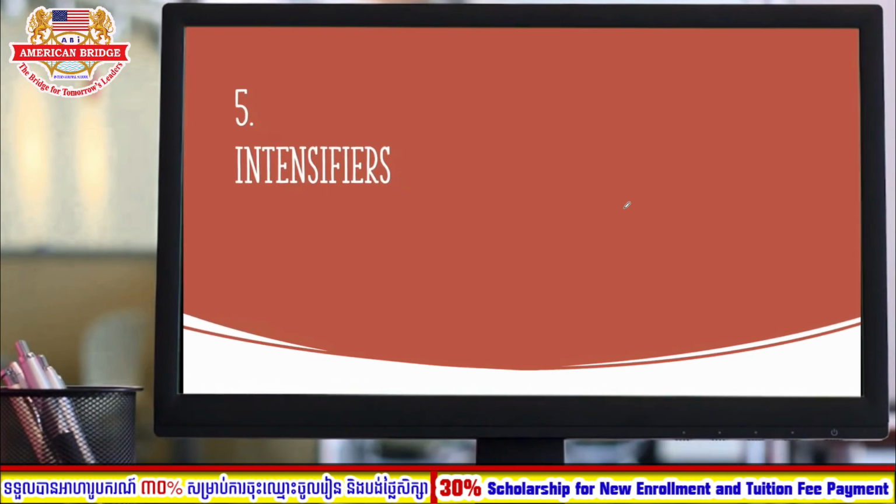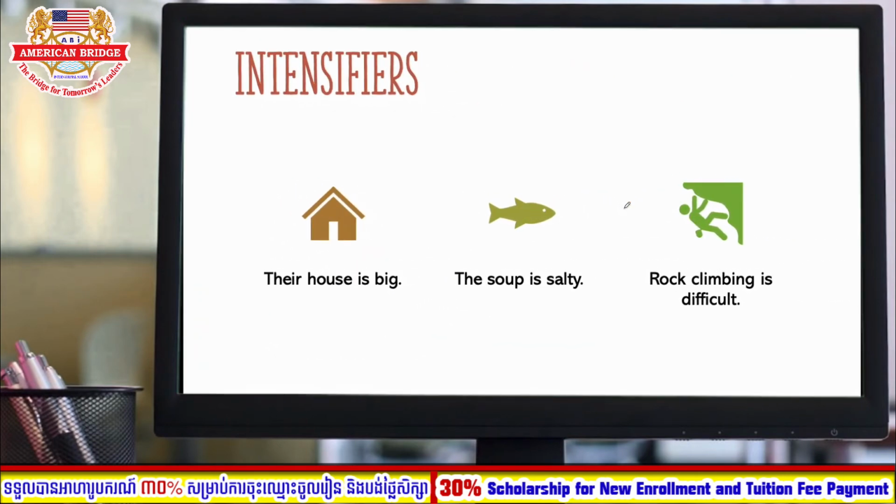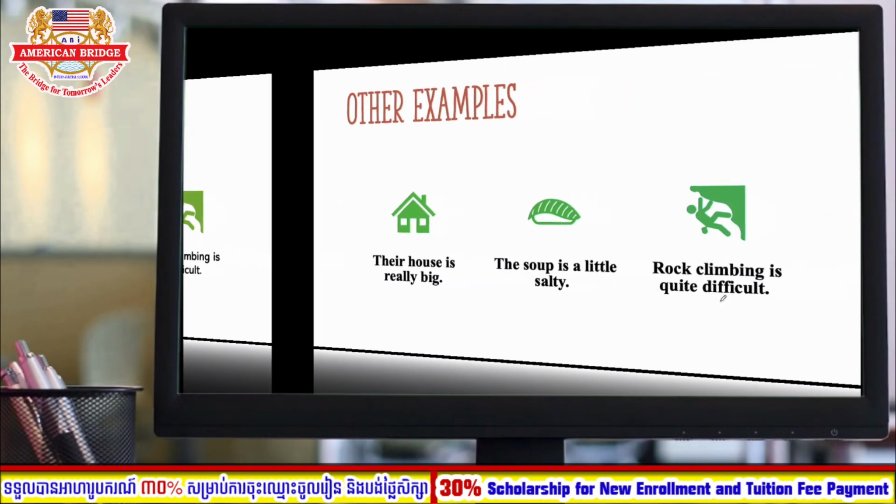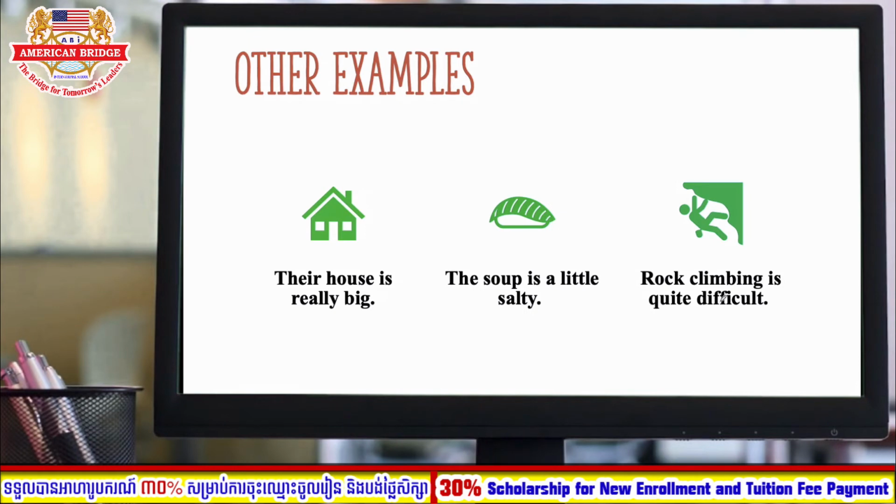Now moving on to the last part, and it is also the important part of our video lesson, which is about intensifiers. So what is an intensifier? If you look at the three examples here, the house is big, the soup is salty, rock climbing is difficult. These are simple sentences with no intensifier. And if you look at another example here, the house is really big, the soup is a little salty, rock climbing is quite difficult. You can see the difference between the first and the second example here, because in the second example they use the intensifier in order to show the degree of the adjective.